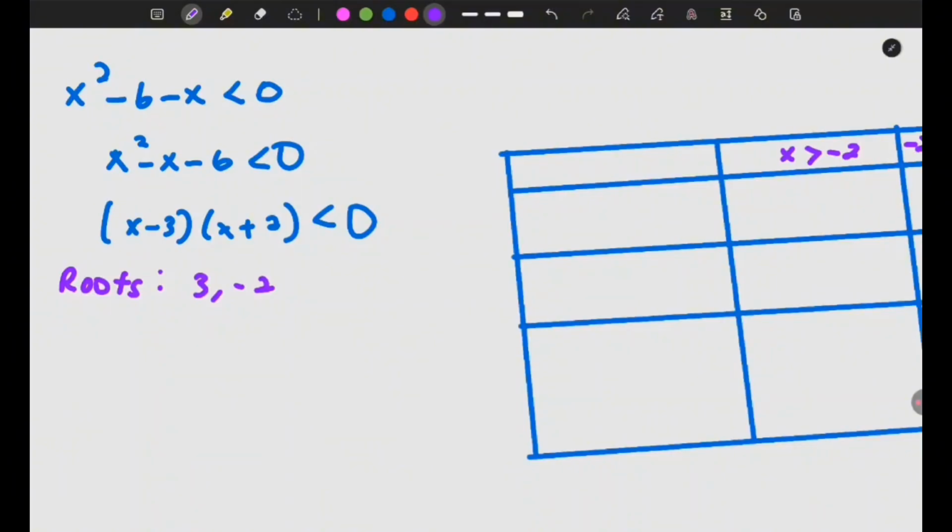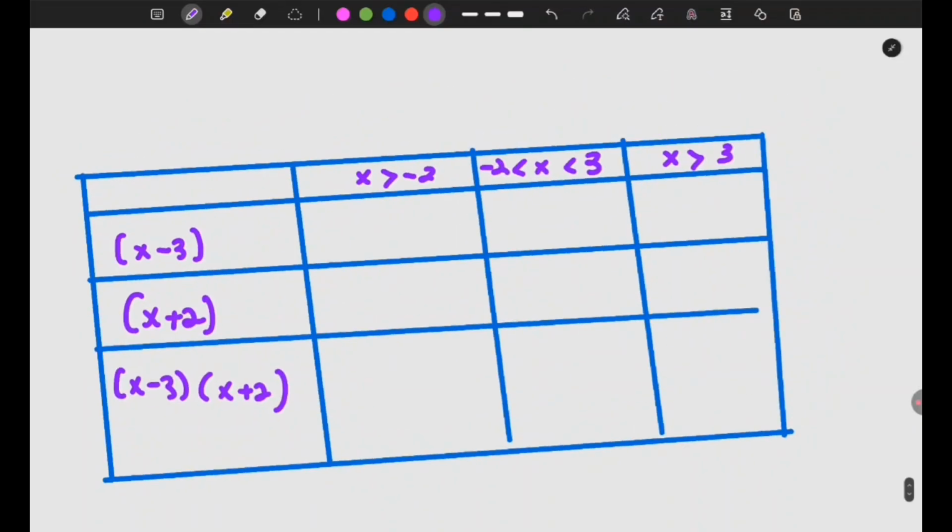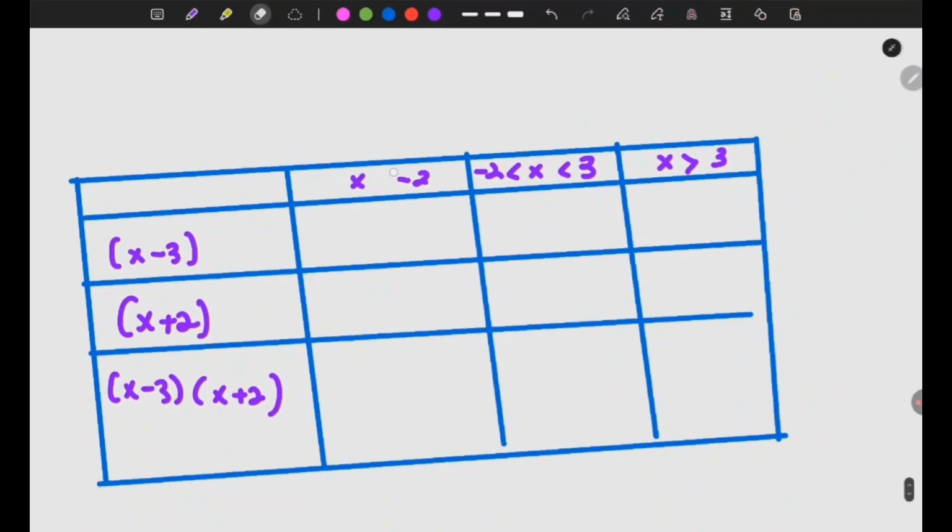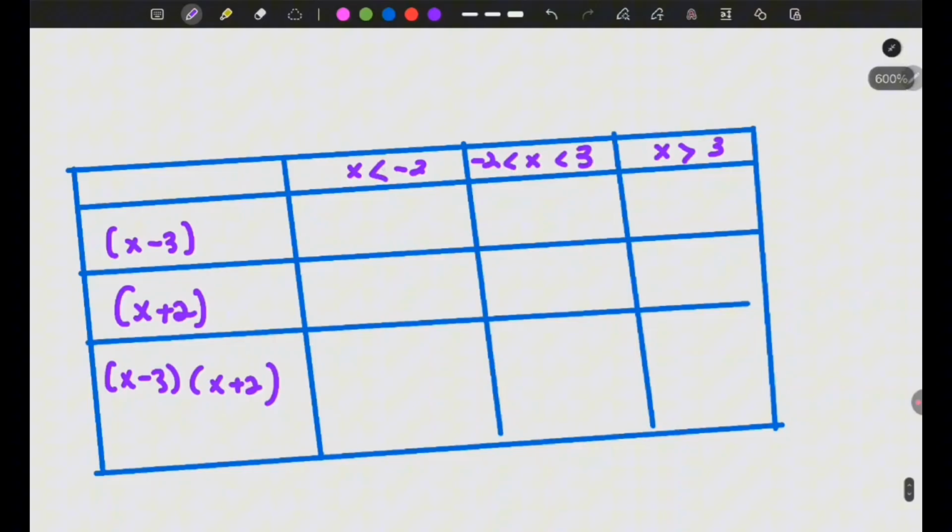X minus 3 and x plus 2, combine them together. Whatever x is more than -2 can. Wait, sorry, should be less than -2. My bad, I actually forgot. Whatever x less than -2, so take negative 3. Negative 3 minus 3, you will get negative 6, so put negative. And negative 3 plus 2, you get a negative number, so positive.